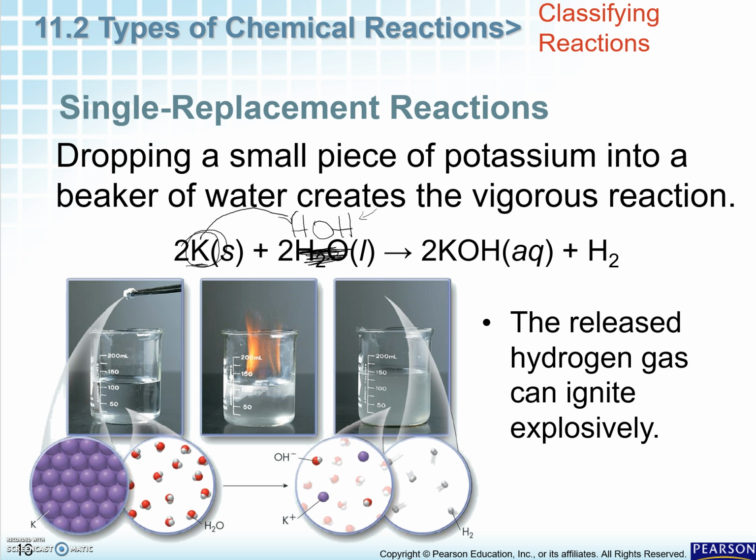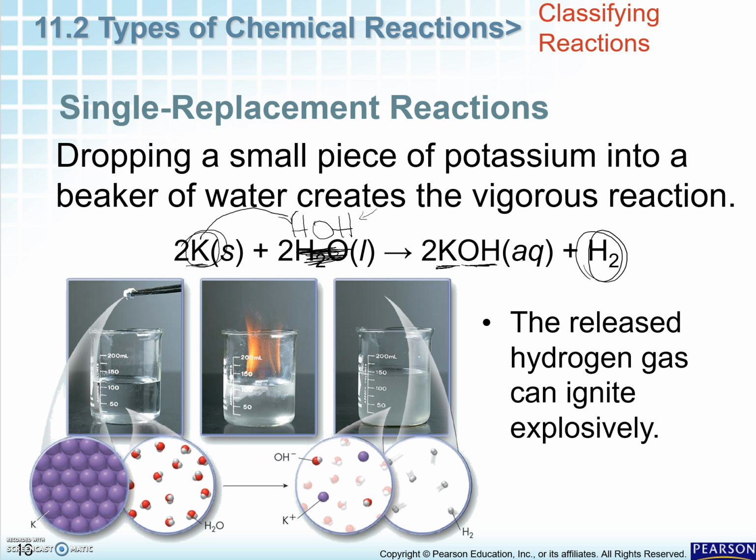So what you'll see is in our product, you now have the potassium with this hydroxide and the hydrogen is all by itself. So whenever you are having one element replacing a second element in a compound, you're going to get a single replacement reaction.